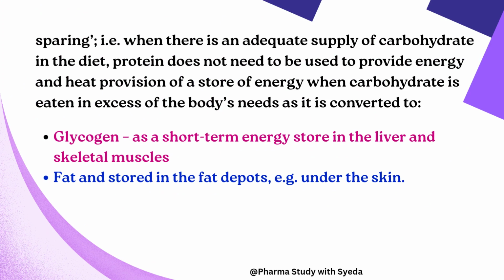Provision of a store of energy. When carbohydrate is eaten in excess of the body's needs, it is converted to glycogen, as a short-term energy store in the liver and skeletal muscles, and to fat, stored in the fat depots, for example, under the skin.